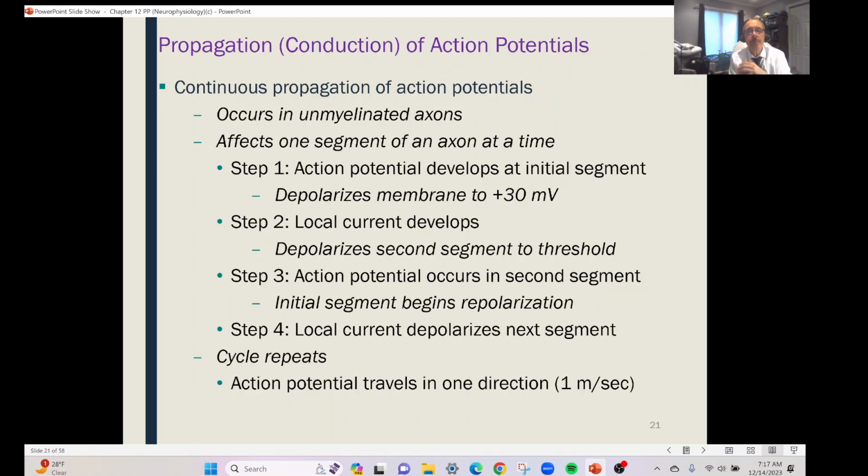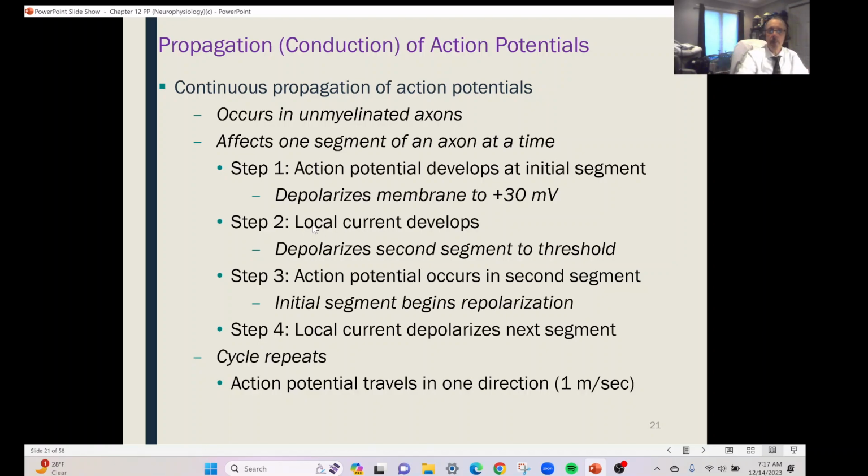Okay, this only happens in unmyelinated axons. It does not happen on axons that are myelinated. They're going to get the other type of conduction. So just to go over this real quick, this affects one segment of the axon at a time. Step one, the action potential develops at the initial segment. It's always going to start at the initial segment, and the membrane is going to depolarize all the way up to plus 30. As that sodium is inside the cell, that sodium now moves laterally, producing that local current.